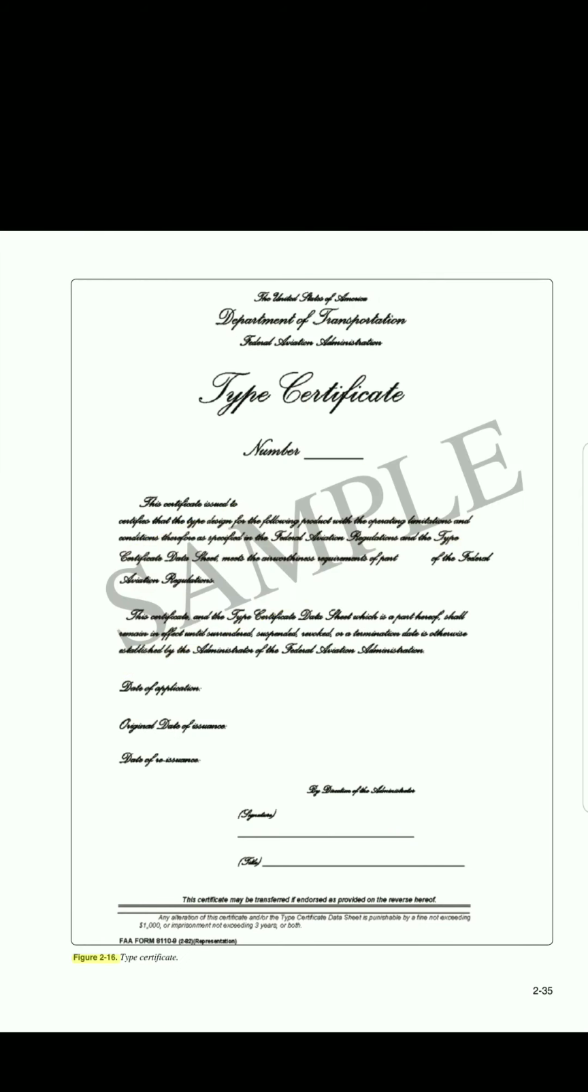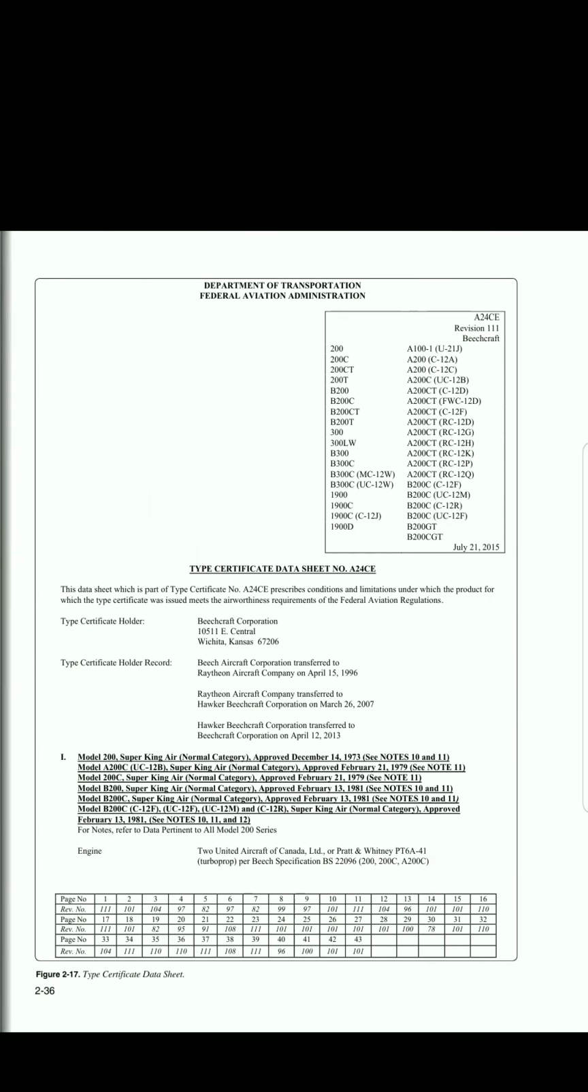2-34. Sample. Figure 2-16. Type certificate. 2-35. Department of Transportation, Federal Aviation Administration. 824CA Revision 111. Beechcraft 200, A100-1, U-21J, 200CA200, C-12A, 200CT, H200, C-12C, 200D, A200C, U-12B, B200, C-12D, B200C, FWC-12D, B200GT, A200CT, C-12F, RC-12D, 300, RC-12G, 300LW, RC-12H, B300, RC-12K, B300C, RC-12P, MC-12W, RC-12Q, U-12W, C-12F, 1900B, U-12M, 1900C, C-12R, C-12J, U-12F, 1900D, B200GT, July 21st, 2015.